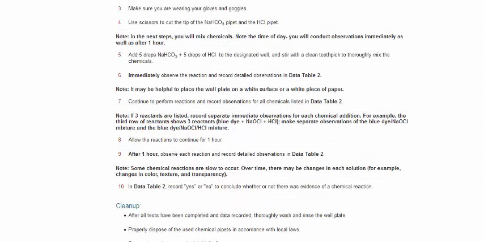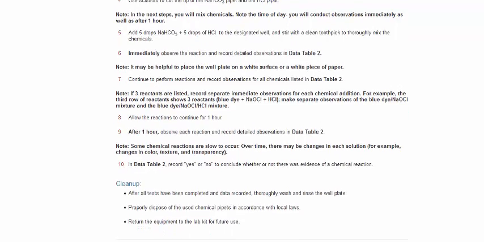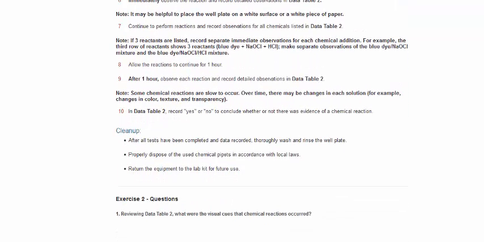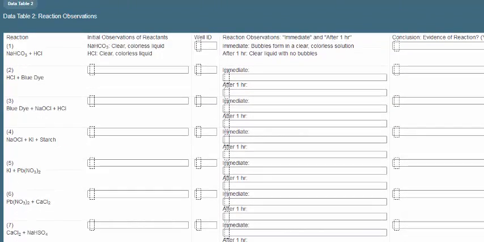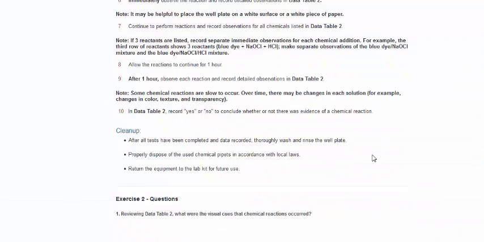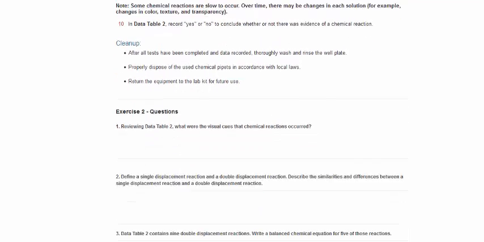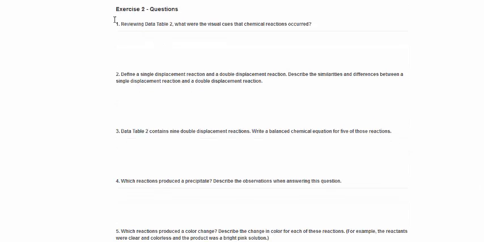You will do that for all of the chemical reactions that are listed there, and you'll let them sit for about an hour, and then an hour later come back and see if there's any difference. Now, you will have to answer exercise 2, question 1, and not 2, not 3, but number 4.